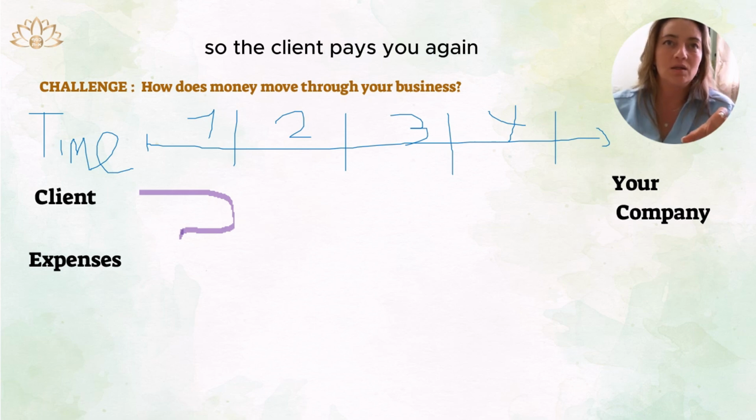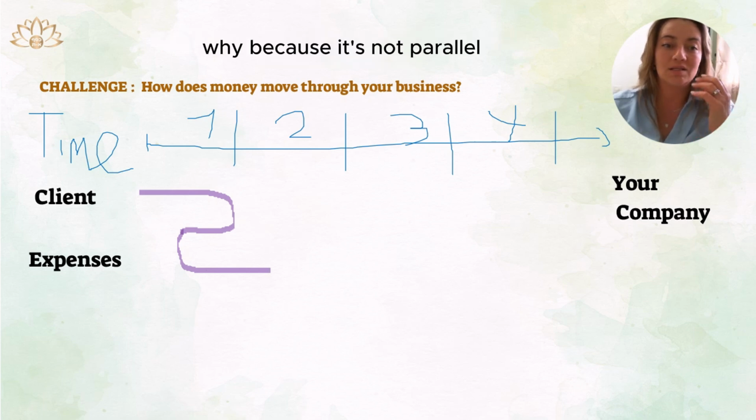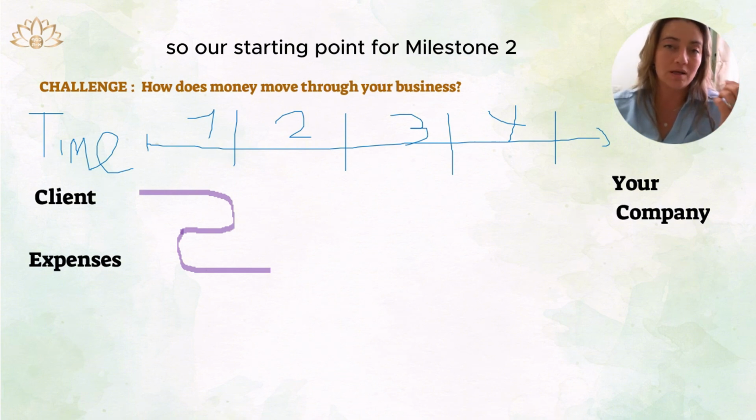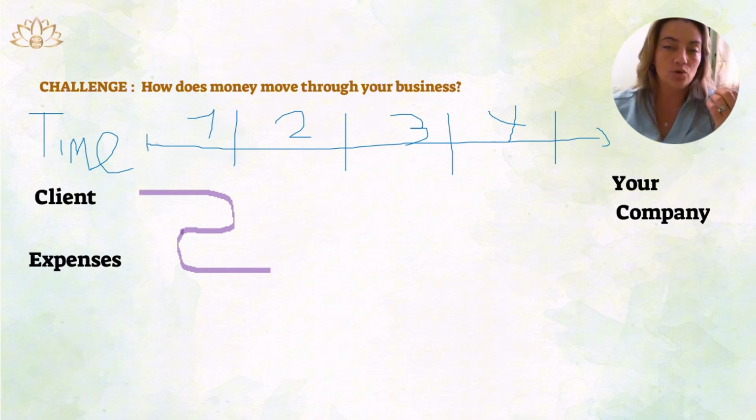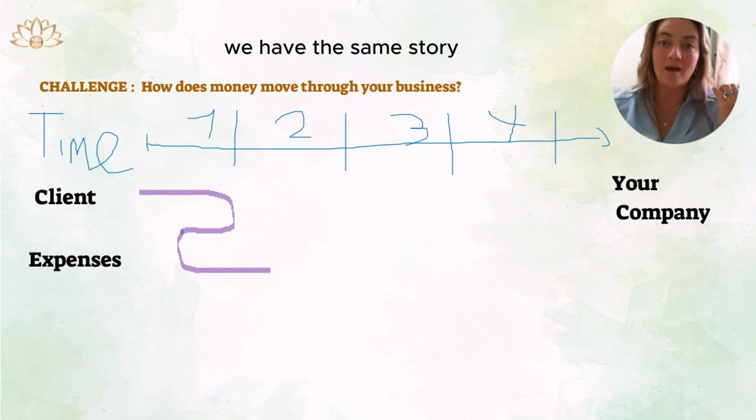Let's see. So the client pays you again, and it pays you the second milestone, and it ends here. Why? Because it's not parallel. You can see that we moved backwards. So our starting point for milestone 2 isn't parallel to time. Okay, so now we're here, and then at the second milestone we have the same story.